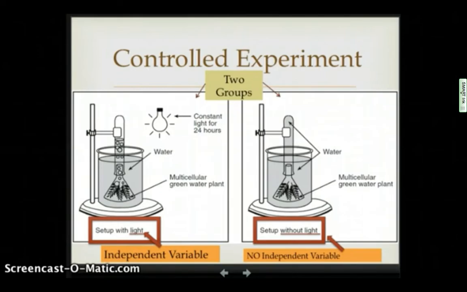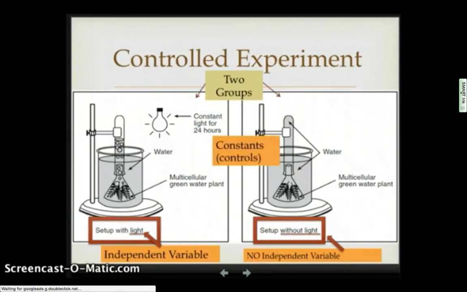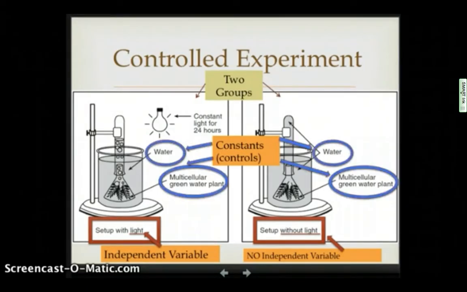You'll notice that we call the light the independent variable because it only exists in one of the two groups. The other group, there is no independent variable, so there's without light. Now, there are other things involved, and we call some of these constants or controls. What are some things that are controlled in this experiment or that are kept constant between the two groups? The water and the green multicellular water plant.